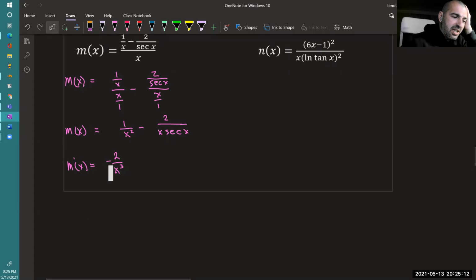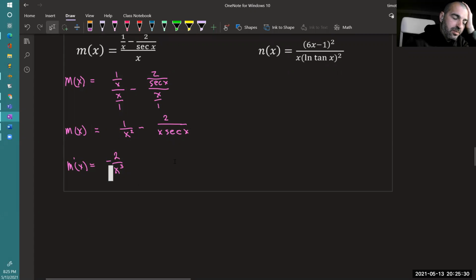Because it's a negative, you can kind of imagine this as a negative 2x. So I move the negative 2 down, and then I take the 2 and lower it to a negative 3, and therefore it ends up being a 3 in the denominator. This one is 2x secant x.